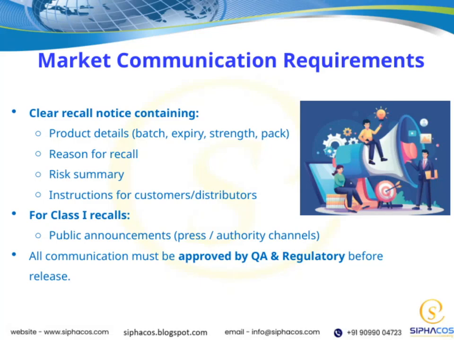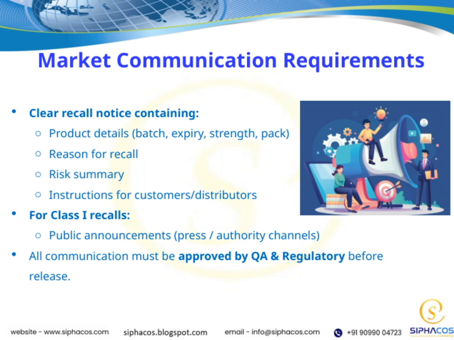Now, let's talk about the communication requirements during a market recall. It's crucial to provide a clear recall notice that includes key product details such as batch number, expiry date, strength, and packaging information. This helps all stakeholders quickly identify the affected products. Next, the notice must explain the reason for the recall, so everyone understands why this action is happening. A risk summary is also essential. It highlights the potential dangers or health risks associated with the product, emphasizing the importance of swift action.